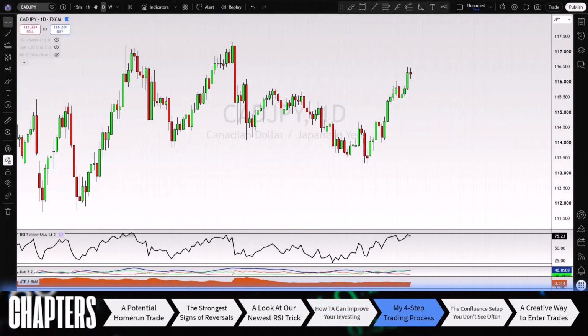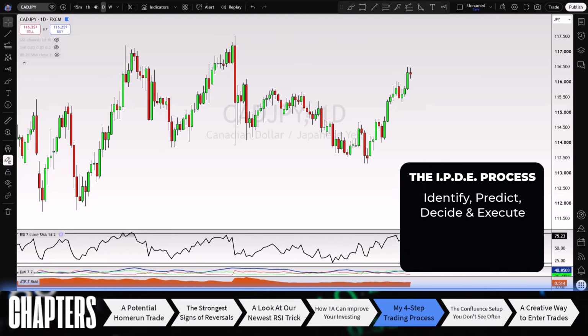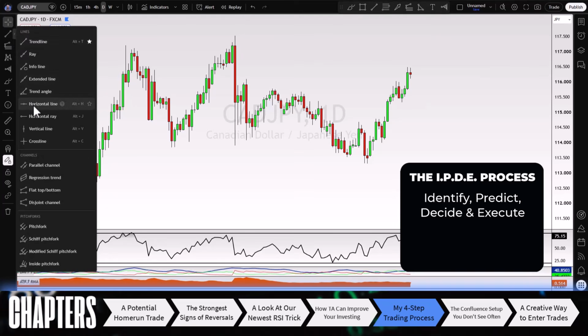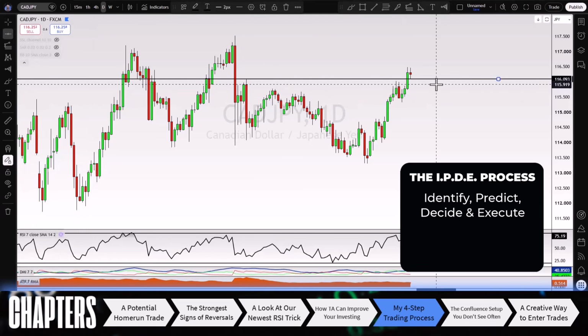If you're someone that likes confluence and everything aligning, you're gonna like this one here on the Canada Yen. But let's first start off with some price action clues as we work through our normal repetitive IPDE process. So let's go through this together. First step, identify. What has price action recently done?